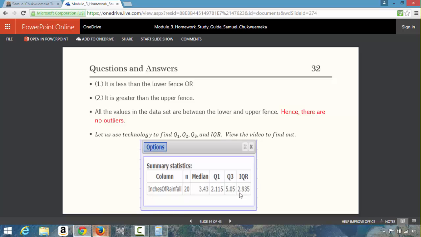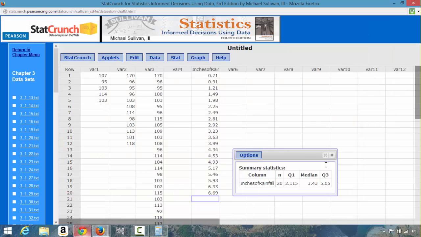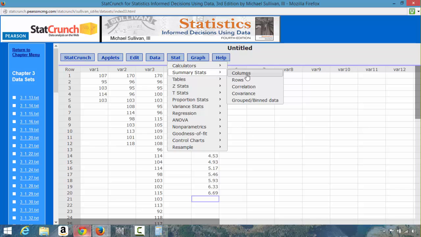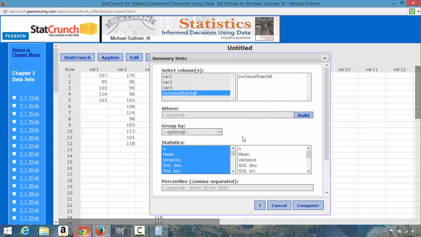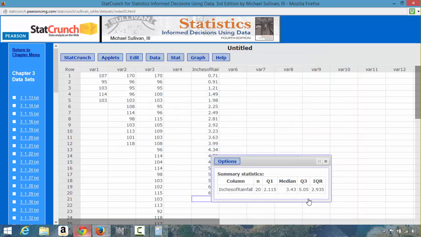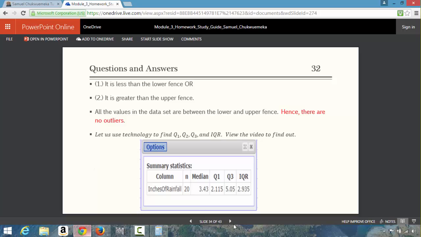And then the interquartile range. I didn't put interquartile range here. You can select interquartile range. Start, summary stats, columns, inches of rainfall, sample size. I want Q1. I want the median. I want Q3. And I want the interquartile range. Compute. You see that? So that's it.